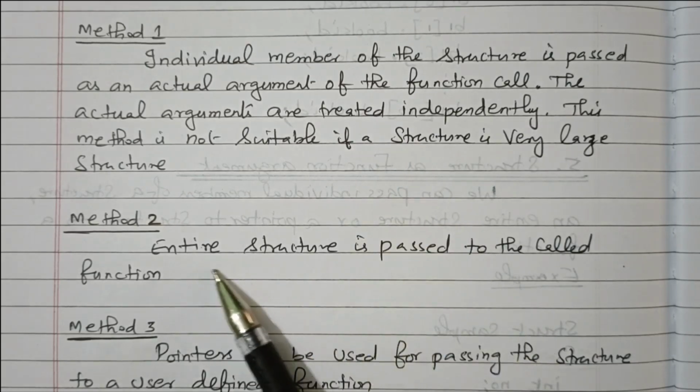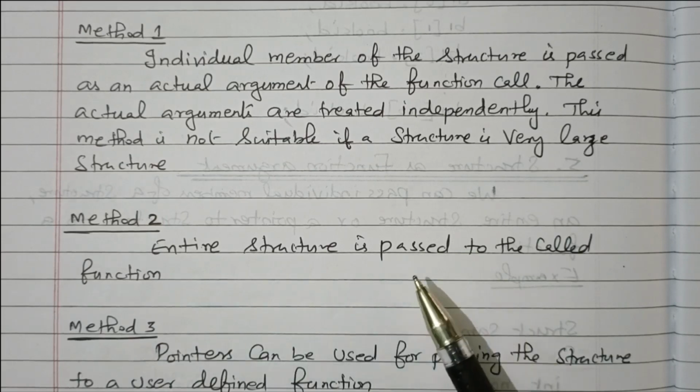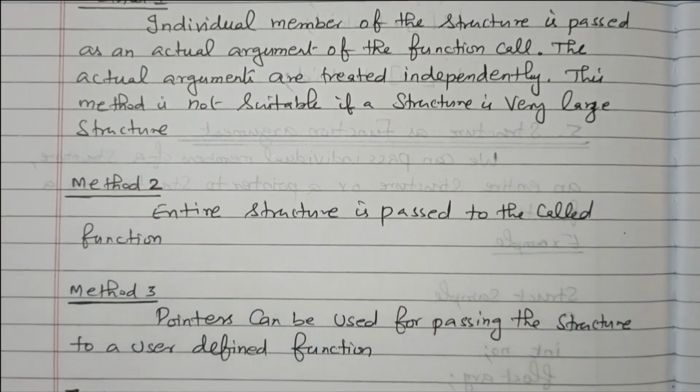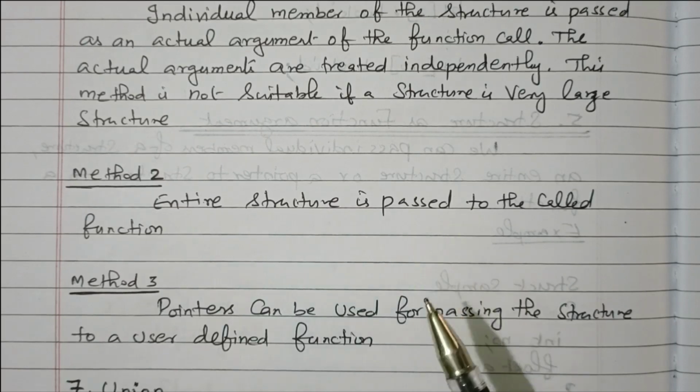The second method: the entire structure is passed to the called function. That is what we discussed in the earlier example. Then the third method: a pointer can be used for passing the structure to a user defined function, right? So of the three methods, either we can pass members of a structure, which is applicable if the structure members are very few, since with many it is very difficult, or the entire structure can be passed, for which we discussed the example. Third, a pointer can be passed.